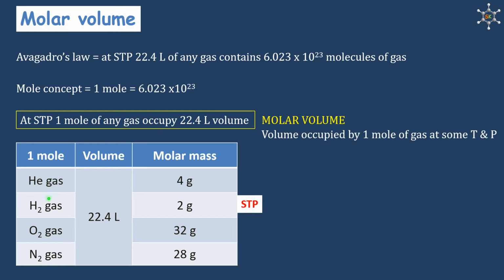And we know that 1 mole of helium gas weighs 4 gram. So, the molar volume of helium gas weighs 4 gram. In the same manner, 1 mole of hydrogen gas, which is occupying 22.4 liters at STP, weighs 2 gram. 22.4 liters of oxygen gas at STP weighs 32 gram. 22.4 liters of nitrogen gas at STP weighs 28 gram.